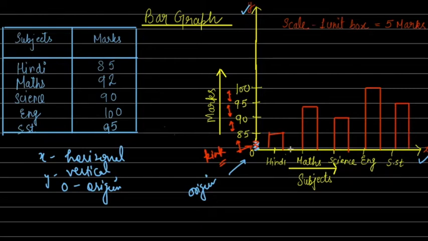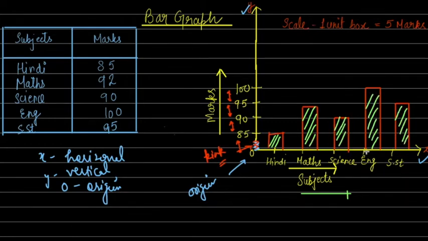So there are certain rules. Since the data has been represented in the form of bars, this is called a bar graph. Now there are certain observations about the bar graph. As I have already told you, this horizontal line is called the x-axis, and the vertical line is called the y-axis. The meeting point is the origin. Data is represented in the form of bars. You see, these all are the bars. So data is always represented in the form of bars. That is how it is called a bar graph.